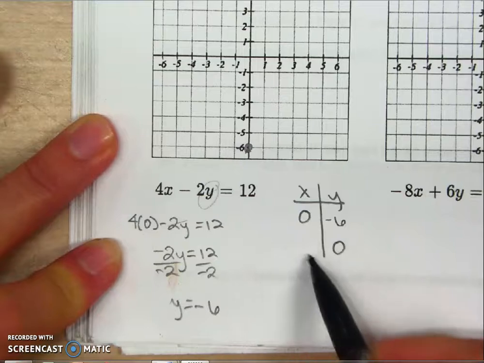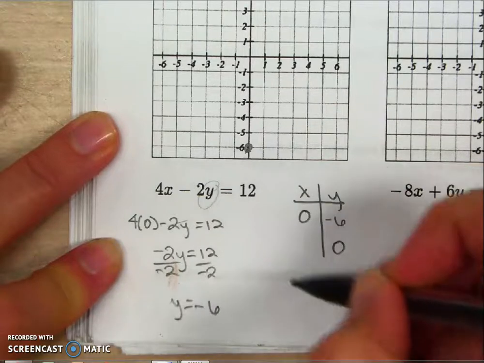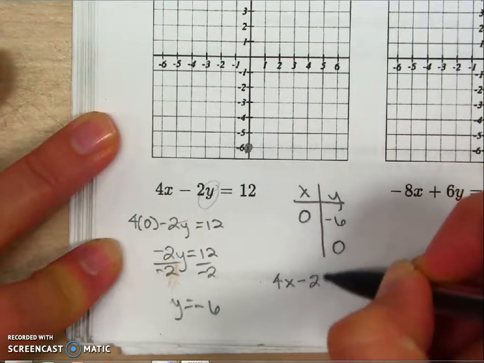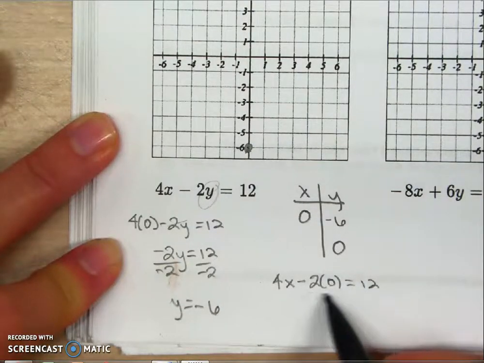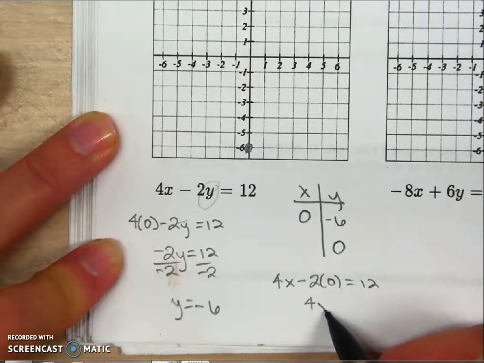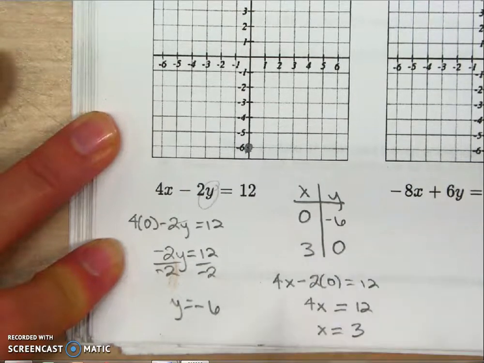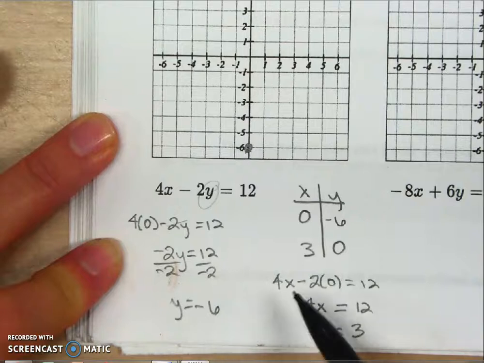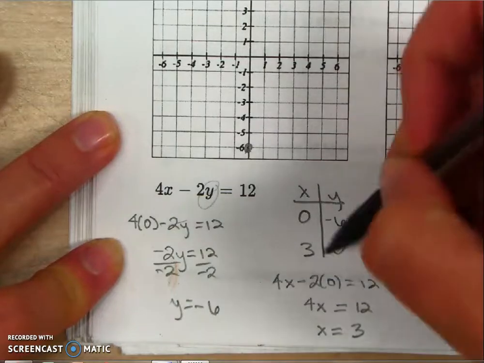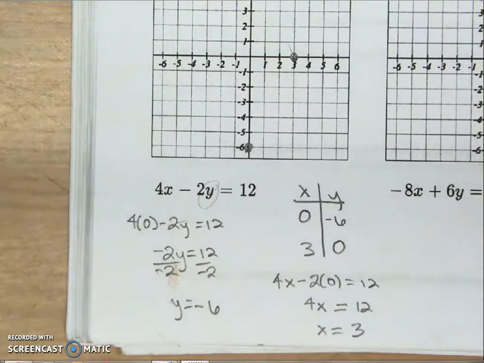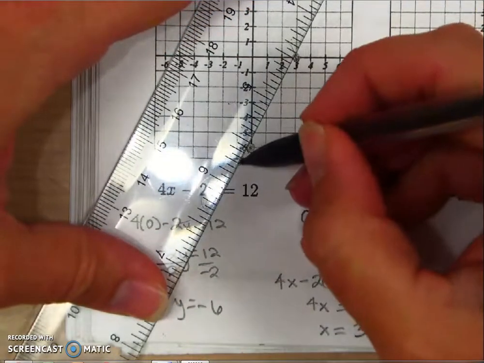Now let's see if we can find the x-intercept. Well, we could plug in 0 for y. So if I do that, I end up getting 4x minus 2 times 0, because I'm just taking out the y and replacing it with a 0, equals 12. 0 times anything is 0, so that completely goes away. I just have 4x equals 12, dividing both sides by 4, I find that x is 3. So that's my x-intercept. We just plug in 0 for the other letter, and that gives us the intercept point. So it's going to cross at 3, 0, which is right there. Now I have my x and y intercept. I know where it starts, and I know where it's going to go, so I can draw my line.